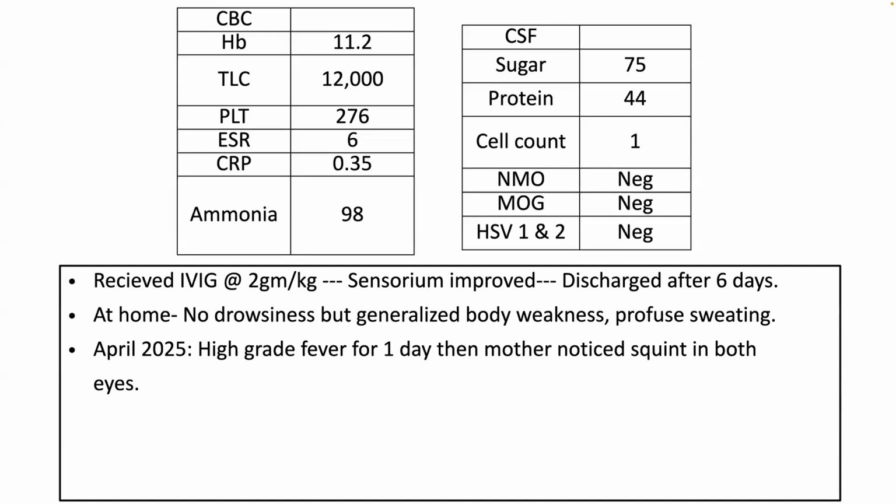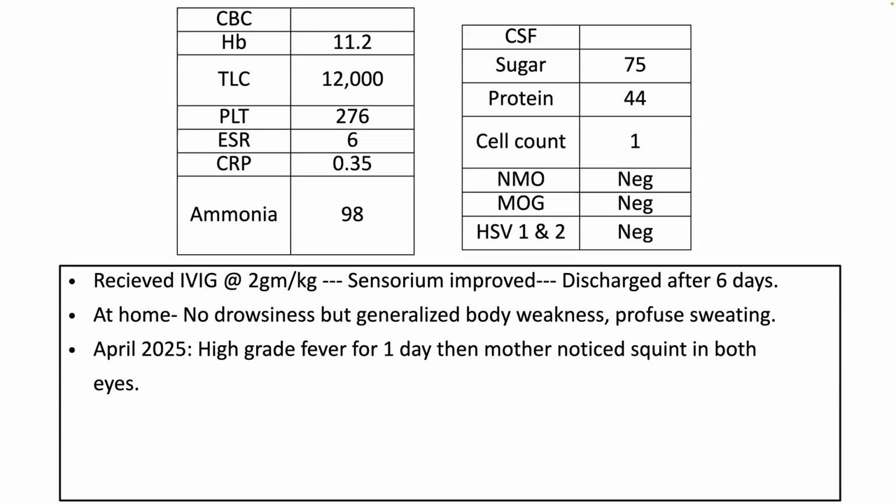Yes, sir. So considering the possibility of demyelination, CSF was done. CSF routine was normal, CSF NMO and MOG were negative, and HSV was ruled out. She received IVIG at 2 grams per kg. Her sensorium improved over the next 6 days, and she was discharged. She was at home for almost a month. There was no history of drowsiness, but she used to complain of generalized body weakness and profuse sweating.